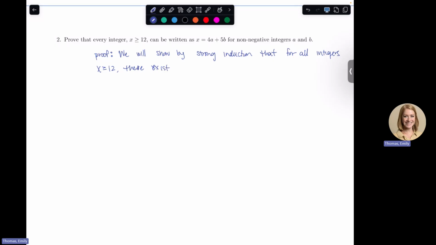It's fine. There exist a, b, and z non-negative, z greater than or equal to 0, such that x equals 4a plus 5b. I can't get an eraser. There we go. Now I can't make it go away.